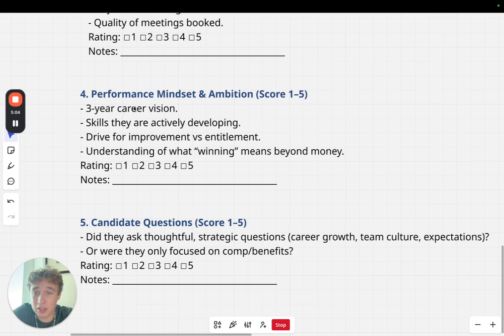Performance mindset and ambition. So 3-year career vision, skills they're actively developing, drive for improvement, understanding of what winning means beyond money, like what's actually important to them. As you go through this, you actually end up finding out your candidate's values, and then you also want to see, based on what they want, can that even fit within the position, right? So if someone wants to make $200,000, $250,000 a year, and you know within the role you're hiring they could potentially only make max 150, 100 a year, if there's room for them to eventually make 200, 250, you've got to be upfront with them.